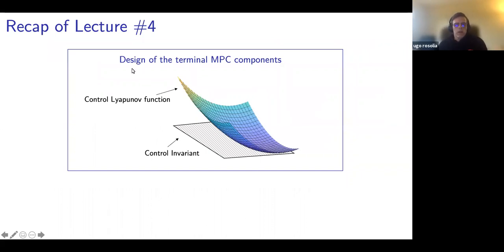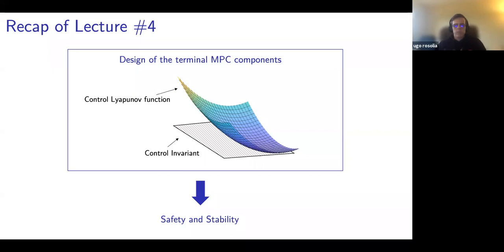So last week, we saw how we can design the terminal components of the model predictive controller. And what we saw is that we need the terminal cost function to be a control Lyapunov function and the terminal constraint set to be a control invariant set. And whenever these two conditions are met, we were able to show safety and stability. And so what we did is that we built on these requirements.